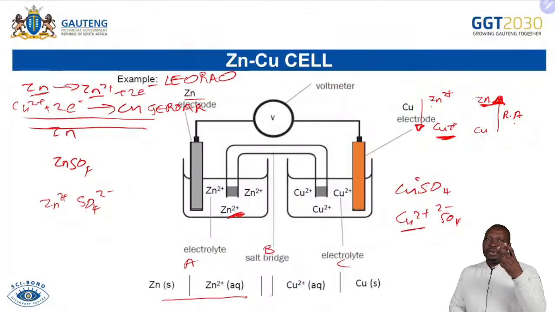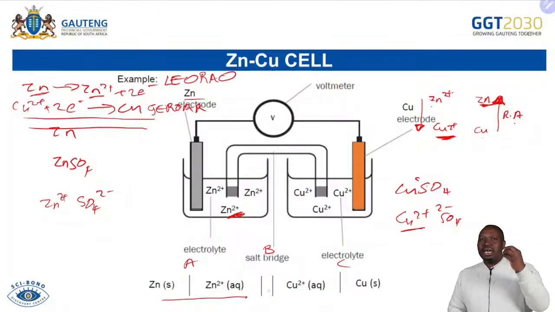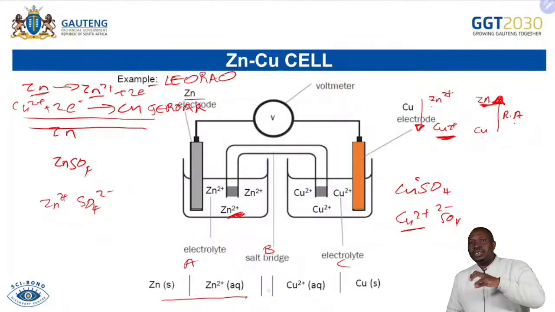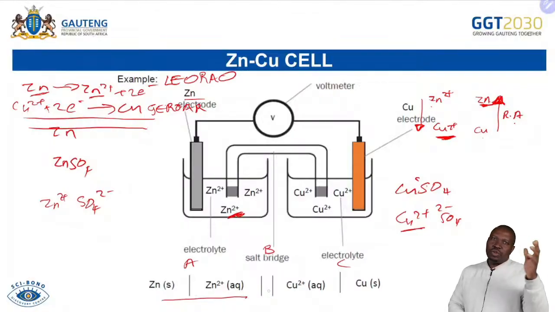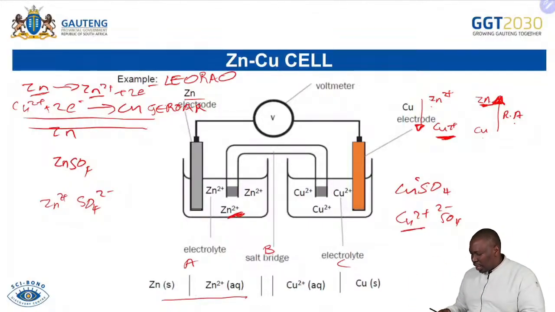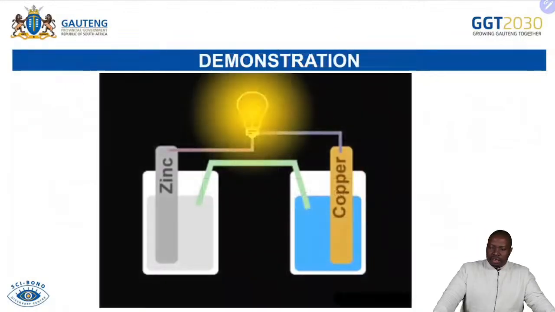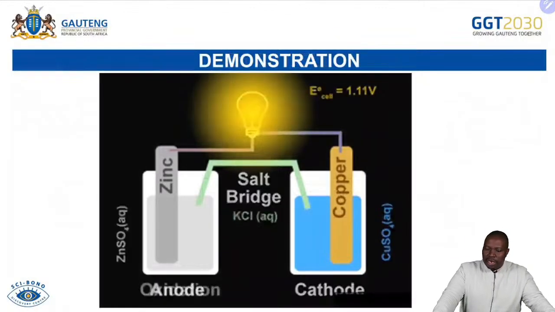Remember, we said the salt bridge has two functions: to complete the circuit and to maintain electrical neutrality through the movement of ions. Cations go to the cathode, anions to the anode, in order to maintain neutrality. So you are able to get that. And this is now a demonstration.